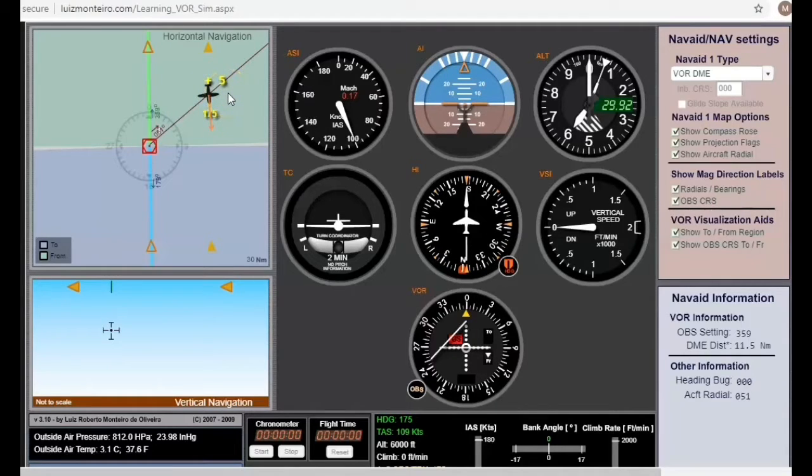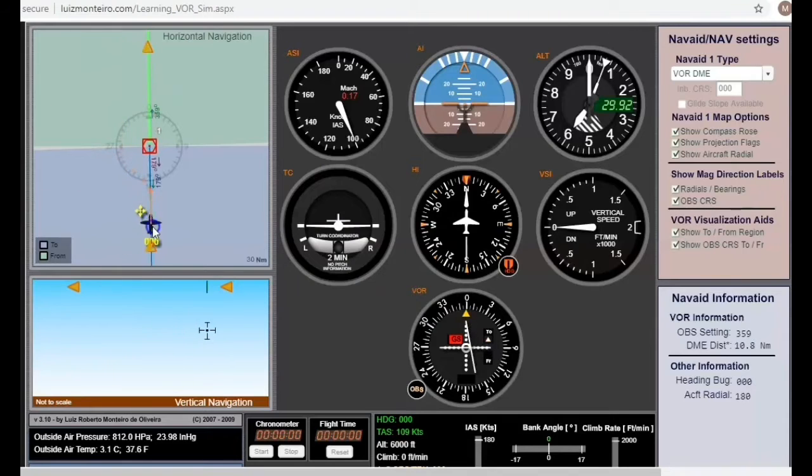And the TO/FROM flag is always going to indicate based on the course that you've selected. Here we can see if we flew in this direction, we'd eventually end up on the bisecting line. That would be going towards it, but it shows FROM because it's indicating based on the concept that you're paralleling the same direction that it shows. So if I'm off on one side or the other, the needle will be off. If I'm right on that line, the needle will be centered.